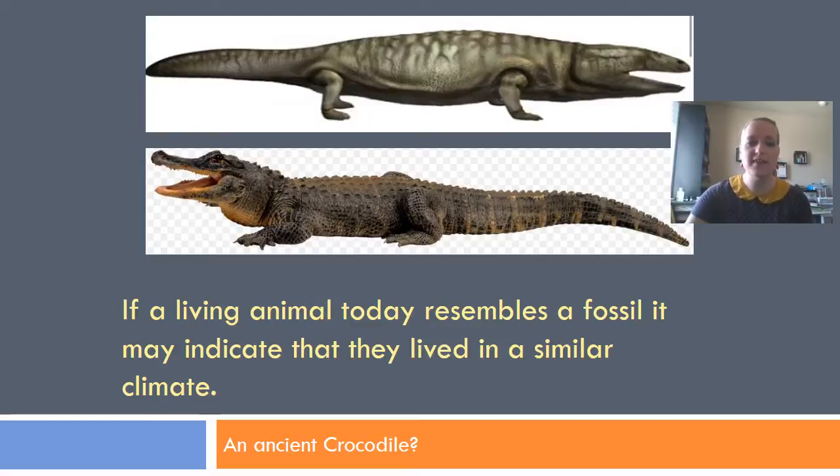Okay, take a look at these pictures here. The top one is a picture and a replica of a Metoposaurus, which you can see resembles today's crocodile, the bottom picture. So if a living animal, our crocodile, resembles fossils that we are finding, then we can figure out that this Metoposaurus probably lived in the same type of environment and climate as our crocodiles do today.